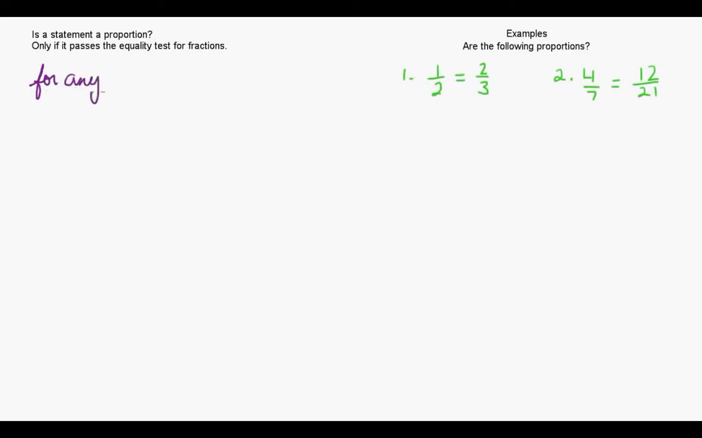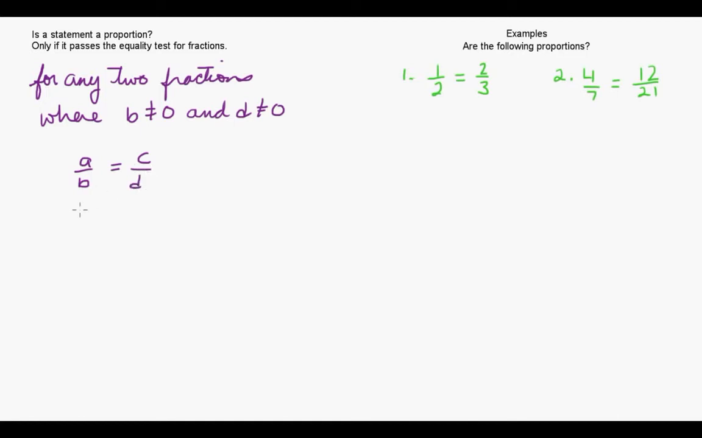for any two fractions where b cannot equal 0 and d cannot equal 0, we have the fraction a over b equals c over d if and only if a times d equals b times c.